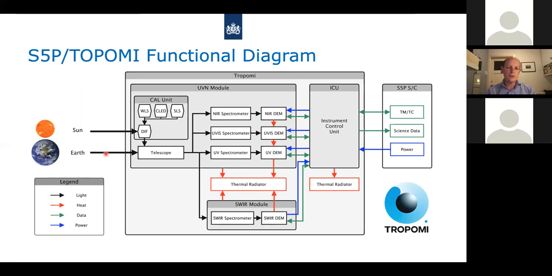So we have these 2 ways of entering light, either from the Earth or from the solar port, which is then coupled into the telescope. And that's also a way where we can have other calibration sources like the white light source, LED sources, and the spectral line source to be coupled in when we would want to do special calibration measurements.